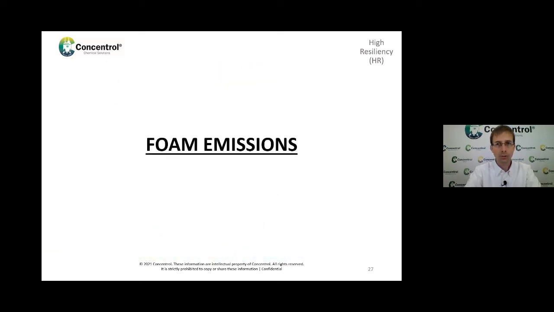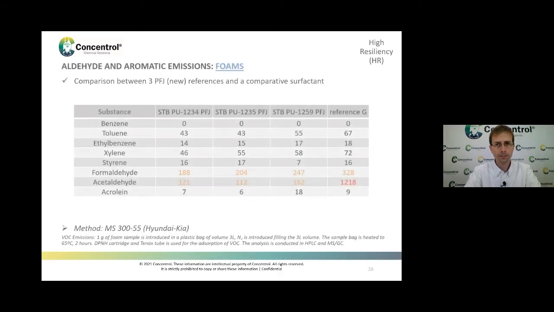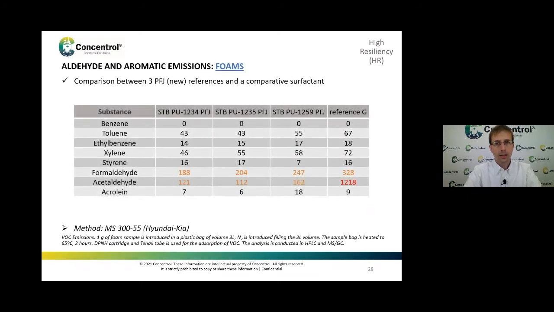And we will now see some results of emissions, but in this case measured directly on a foam. In this case, as we said, we had not measured the emissions on the pure surfactant. We had analyzed the emissions on the foam. In this table, we have a comparison between the results of 3 PFJ silicone surfactants, 1234, 1235, and 1259. We had included in the comparison a benchmark silicone surfactant, reference G.